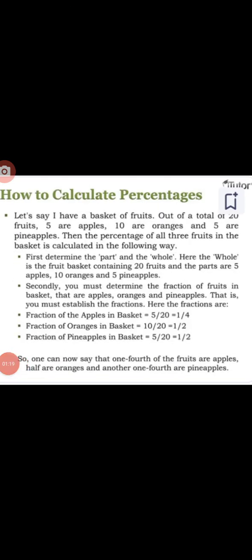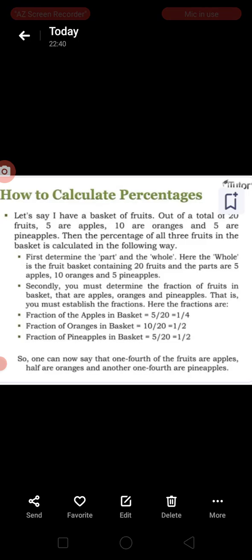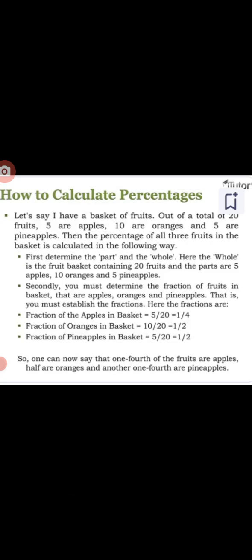Then how to calculate percentages? Let us say I have a basket of fruits. Out of a total of 20 fruits, 5 are apples, 10 are oranges and 5 are pineapples. Then the percentage of all 3 fruits in the basket is calculated in the following ways. First, we determine the part and the whole. Here, the whole is the fruit basket containing 20 fruits and the parts are 5 apples, 10 oranges and 5 pineapples. Secondly, you must determine the fraction of fruits in the basket that are apples, oranges and pineapples. That is, you must have established the fractions.